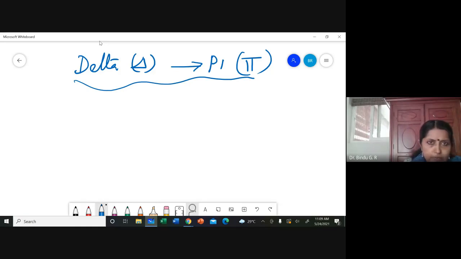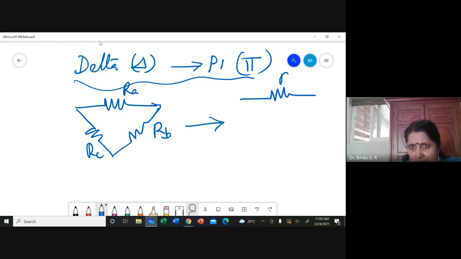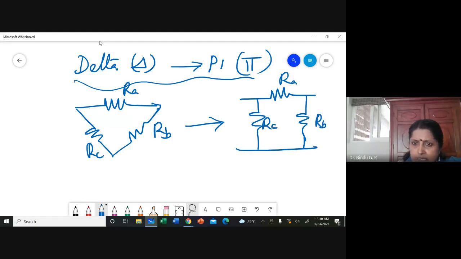That network will be looking like this. This delta can be in any shape. I am just drawing this like RA, RB, RC. Pi means you will have RA like this, RB hanging like this, RC also hanging like this, and you have this RB, RC. This is also the same network. Don't get misled: sometimes delta will not be like this. Delta will be straightened out in the shape of a pi. They are the same.